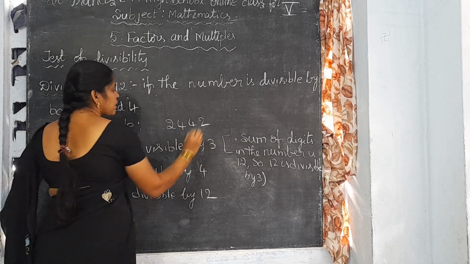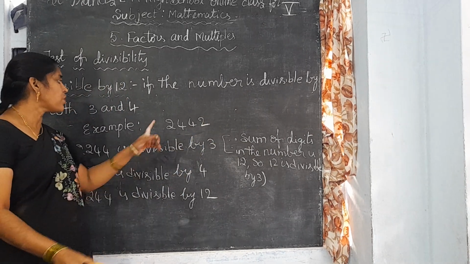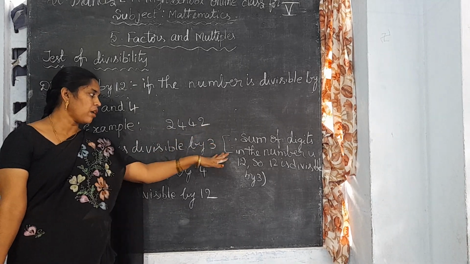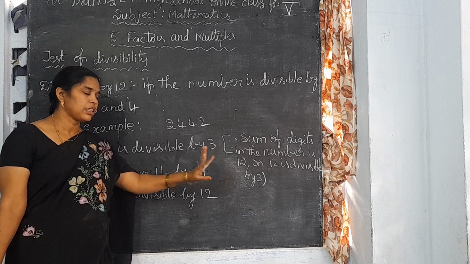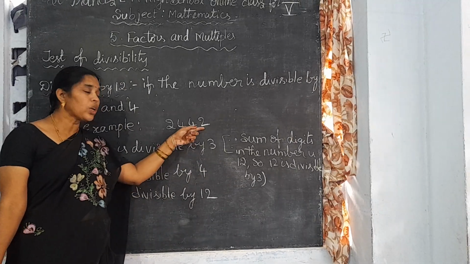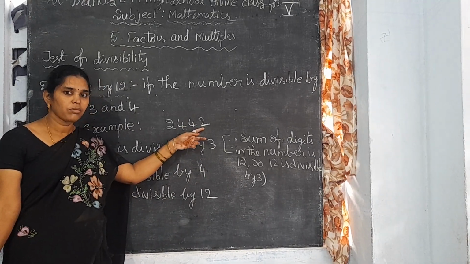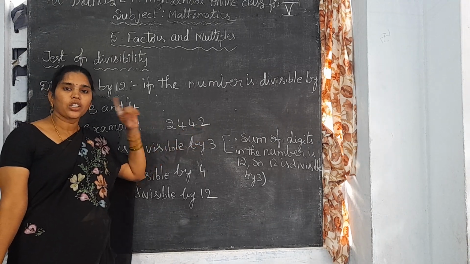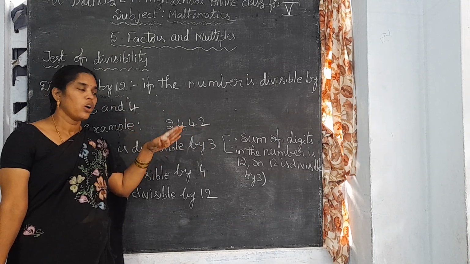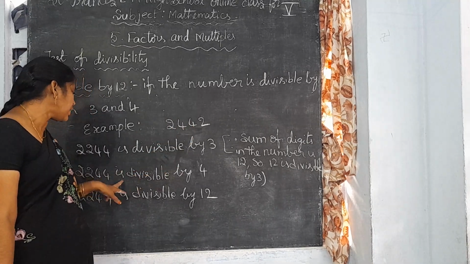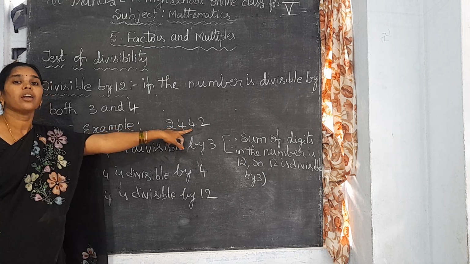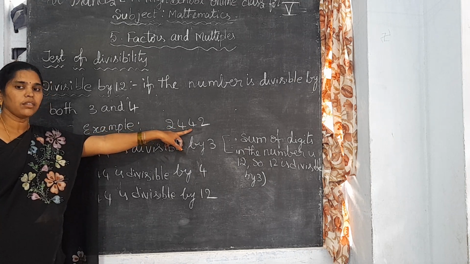Suppose, just a small change: 2442. If you add the digits, 12 will come, and 12 is divisible by 3. Now, 42 is divisible by 4? I explained this when I taught the divisibility of 4. 42 is not divisible by 4, so the number is not divisible by 4. So it is not divisible by 12. Okay, children?